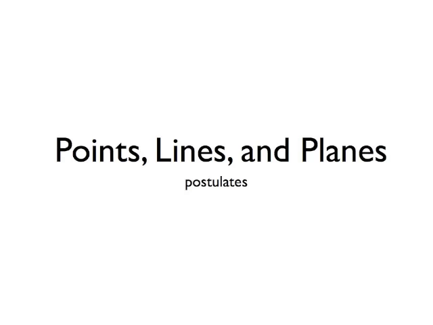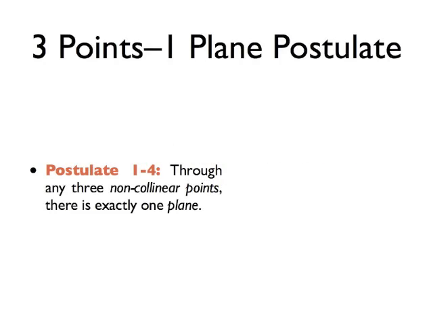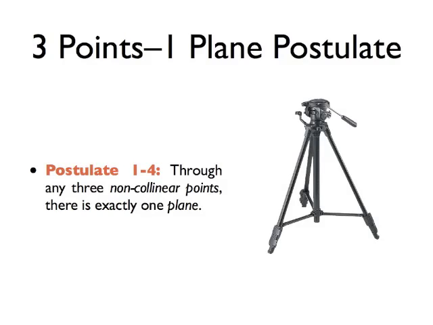One more postulate here. I like to call this postulate 3 points, 1 plane. It says that through any 3 non-collinear points, there is exactly 1 plane. This is precisely why photographers use tripods, because when you have 3 points, it will always be stable. It will always be in a single plane.